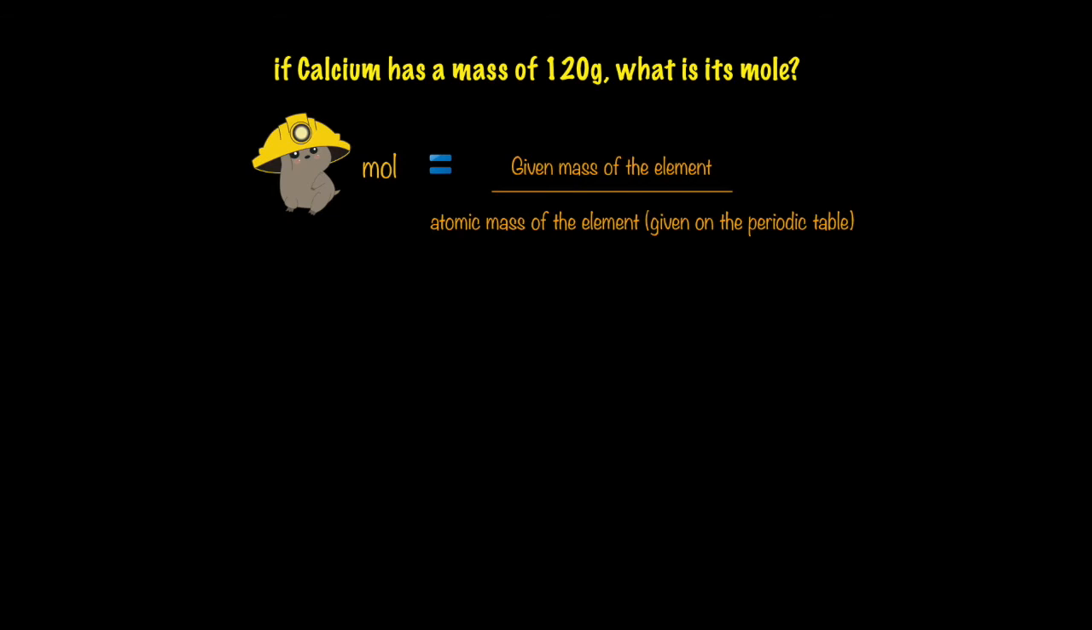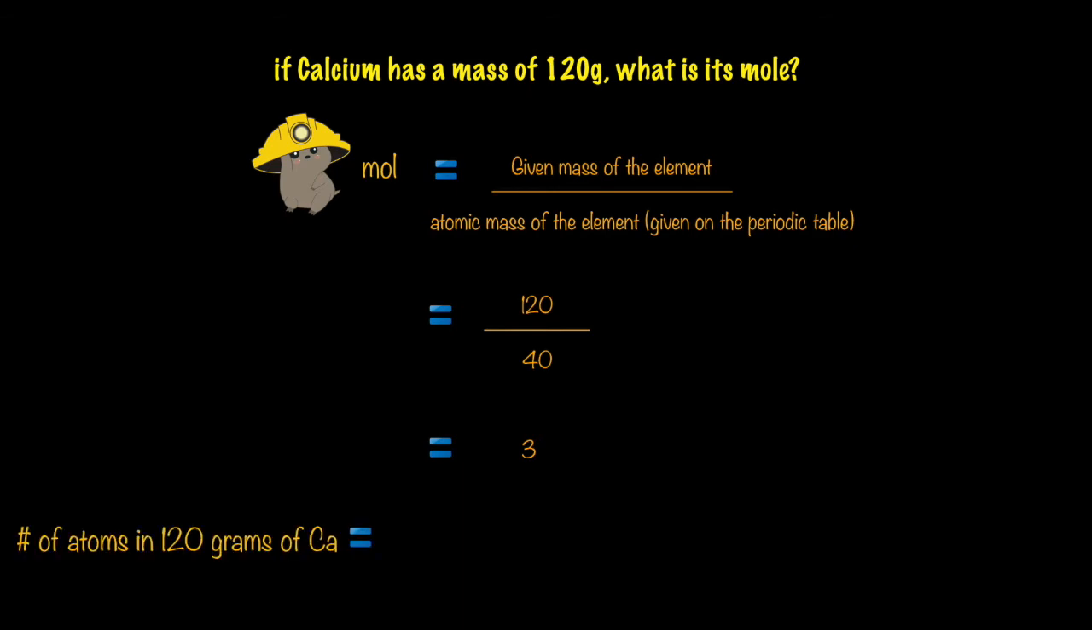There might also be questions asking us to find the moles in a given mass of an element. For instance, if calcium has a mass of 120 grams, what is its mole? To find the mole, take the given mass of the element and divide it by the atomic mass of the element given on the periodic table. So here we have 120 grams of calcium, and then we divide it by calcium's atomic mass, which is given on the periodic table, that is 40, and we get 3 moles.